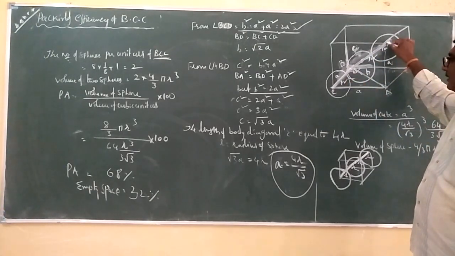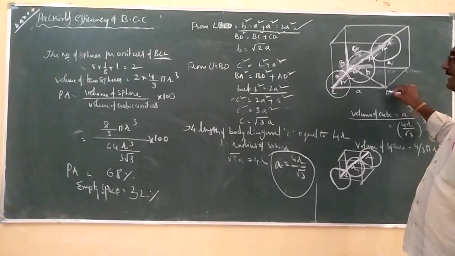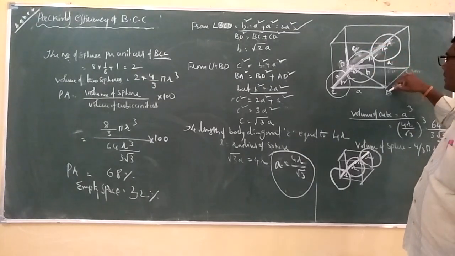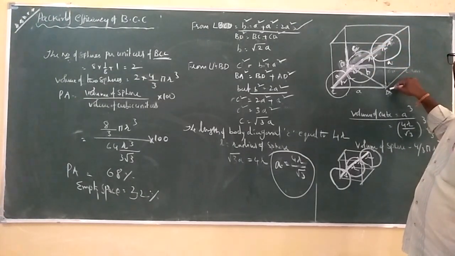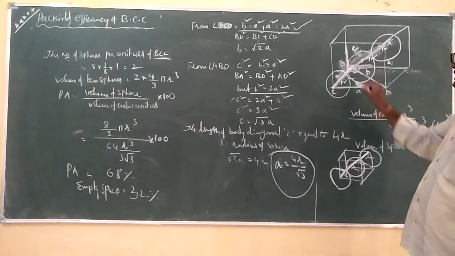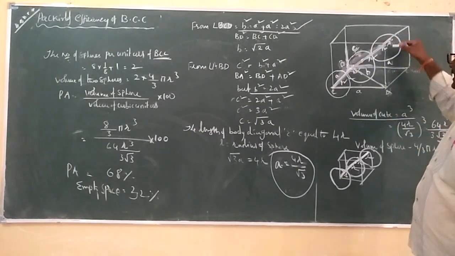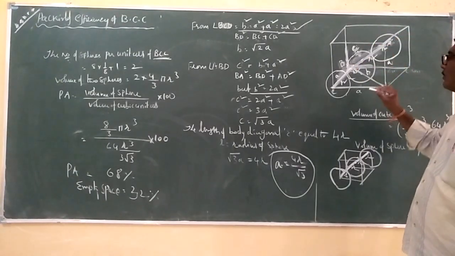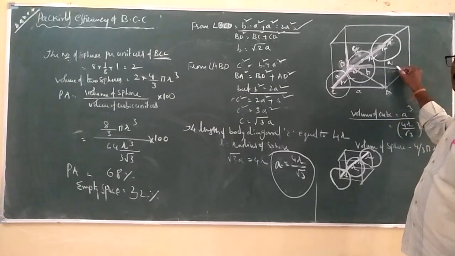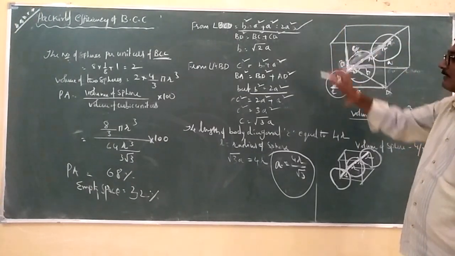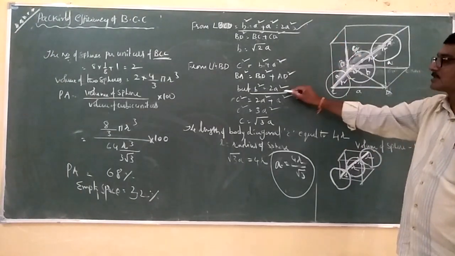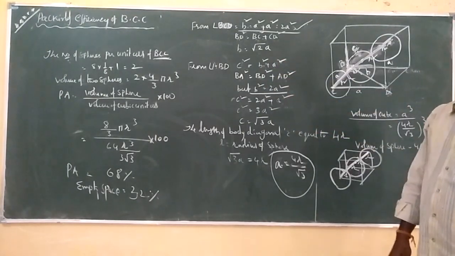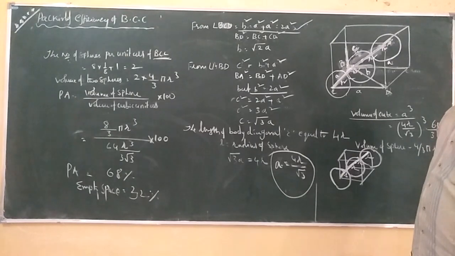Triangle BAD. Therefore c square is equal to b square plus a square. But above, what is your b square value? b square is 2a square. Apply this: 2a square plus a square. So c square is equal to 3a square, and c is equal to square root of 3 into a.